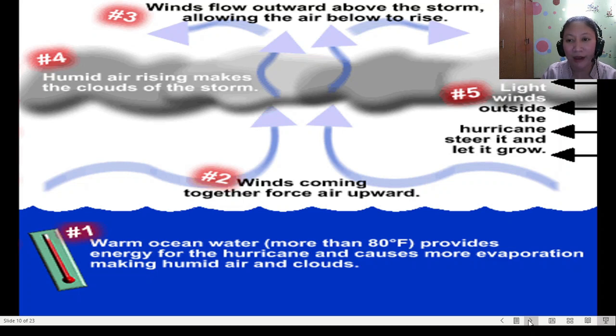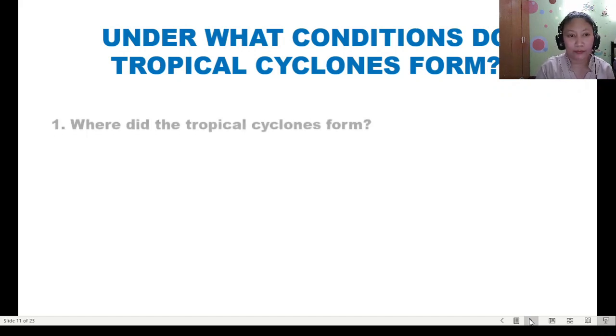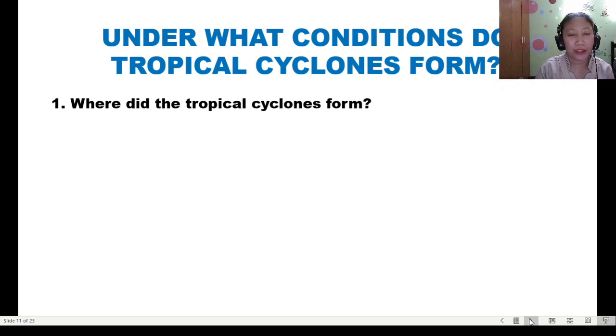And then, 5, light winds outside the hurricane, steer it and let it grow. Hurricane yung tawag sa ibang portion ng mundo. Pero dito sa atin, sa area natin, ang tawag typhoon. But they are both bagyo. Okay? Now, let's talk about under what conditions do tropical cyclones form?